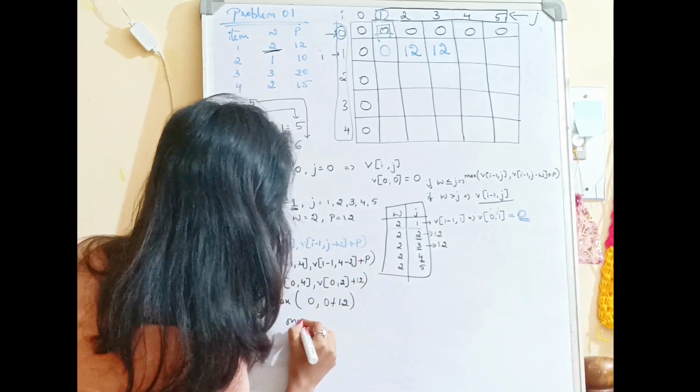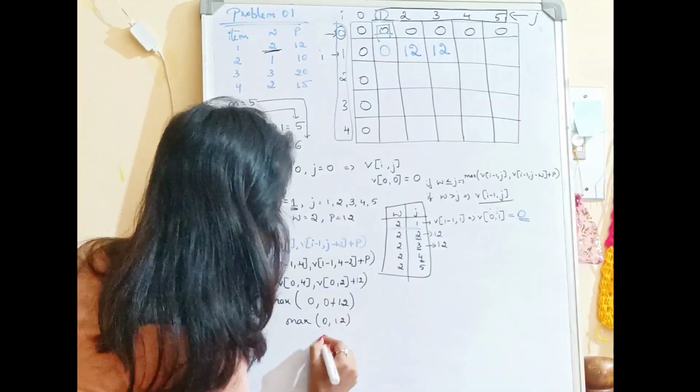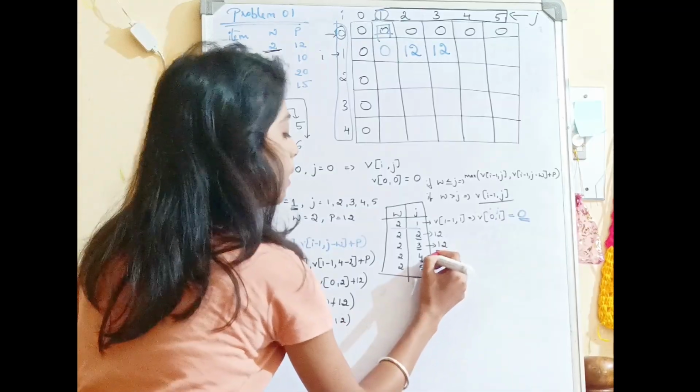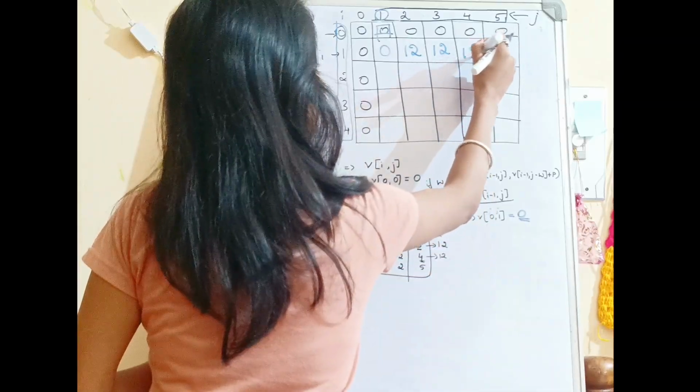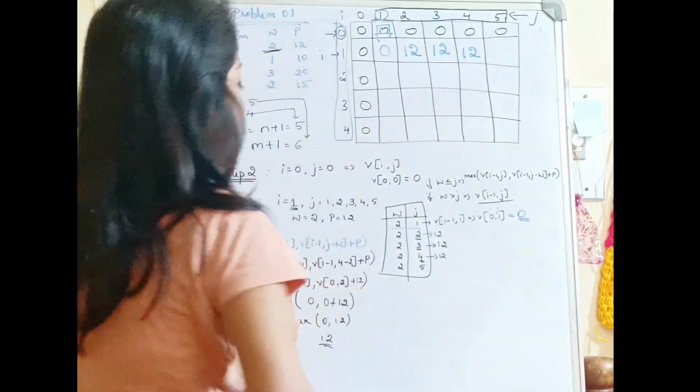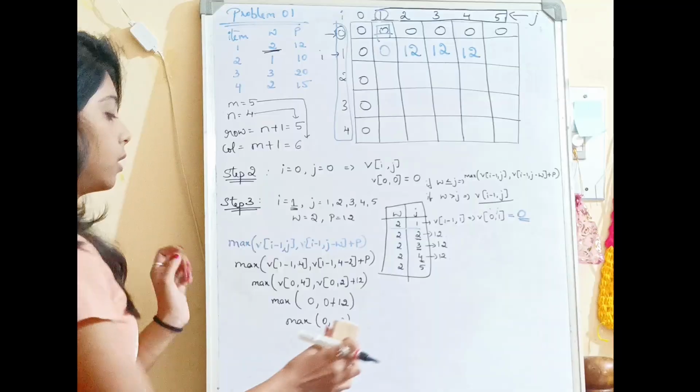Okay. So maximum of 0, comma 12. Which is maximum? The 12. So even this is 12. Okay. Done. Next we'll move to the last one.